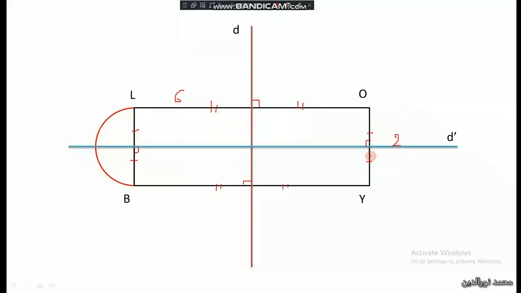the axis of symmetry. Whereas for D prime, if we fold the upper side onto the lower side, they will coincide with each other. So D prime is the axis of symmetry of this figure.